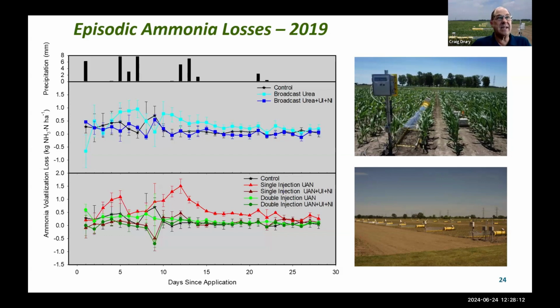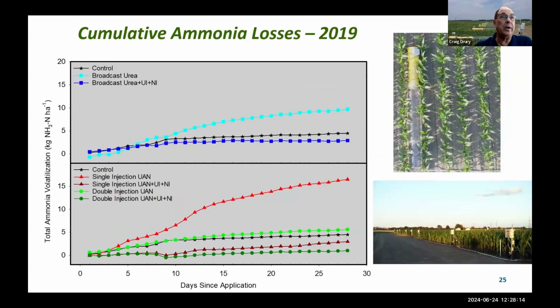It's not instantaneous. And then if we look at adding those daily values every day, in this particular year, we lost 10 kilograms with broadcast urea. With the Super U, the broadcast, the dark blue on the top, we decreased that quite dramatically, over 50%. Single slot injection had the highest loss, and you can see that in the slide at the top. That occurs when you don't have packing wheels, or they're not effective at closing the slot. You can still have some airborne loss.